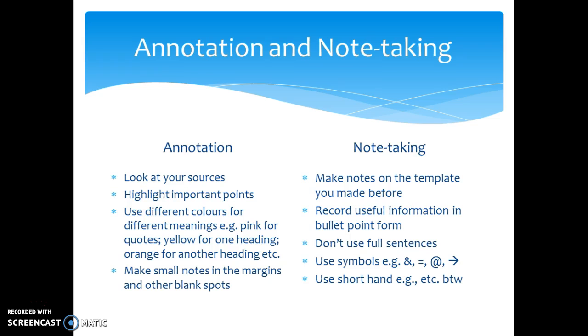Okay, so you've got your sources. You should be going through your sources and annotating them. That means you will highlight important points. I suggest you use different colors to highlight different things depending on how you're going to organize it. So you might highlight it according to which heading it's going to go under, or you might highlight quotes as a different color, something like that. It's completely up to you, but it's a good thing to remember. And you should make small notes in the margins.